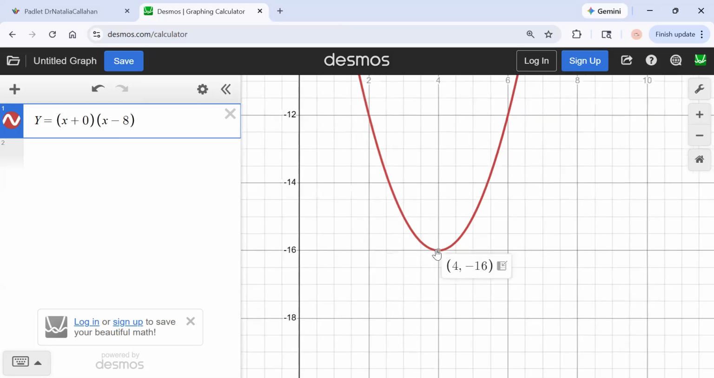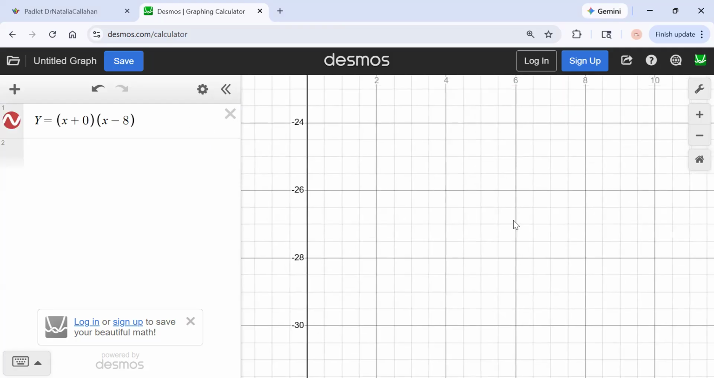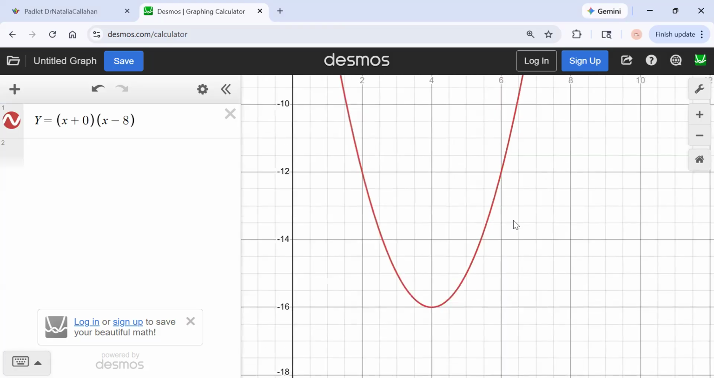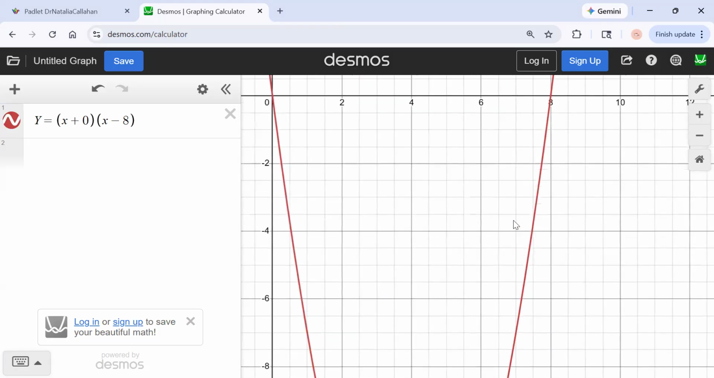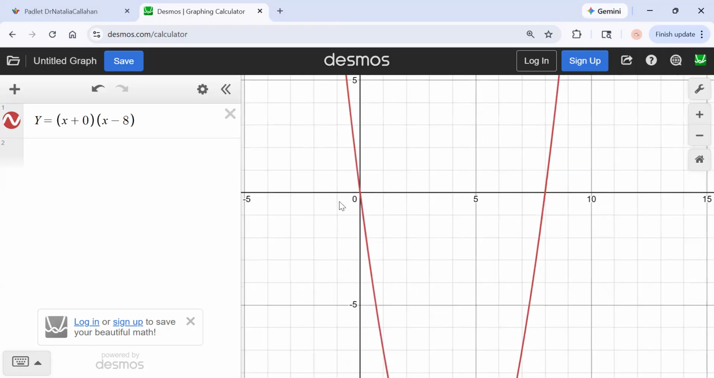Wait, hold on. It's y plus 0, x plus 0, and x plus 8, or x minus 8. Is that correct? Actually, okay, if I go to, oh, here it is. I just need to scroll up. Okay, so here it's going to be at 0, 0, and 8, 0. Do you see that? Because when you set this as 0, x equals 0, right? X equals positive 8. So that's the two x-intercepts. Now label those and write those down.